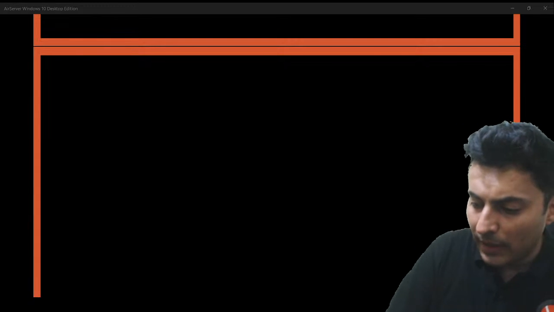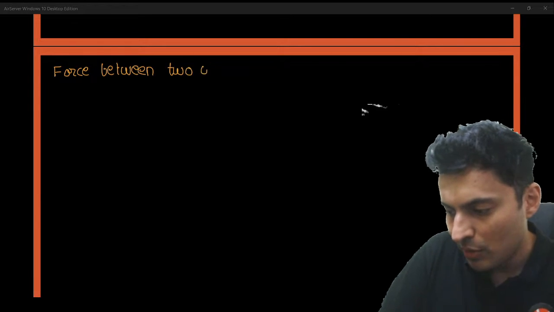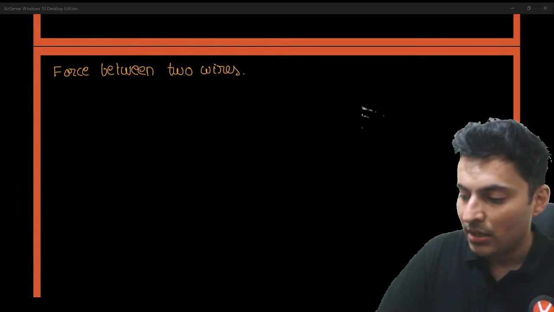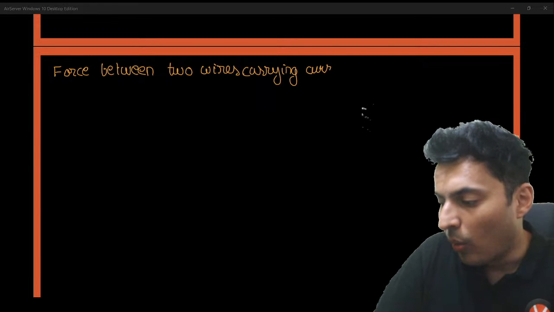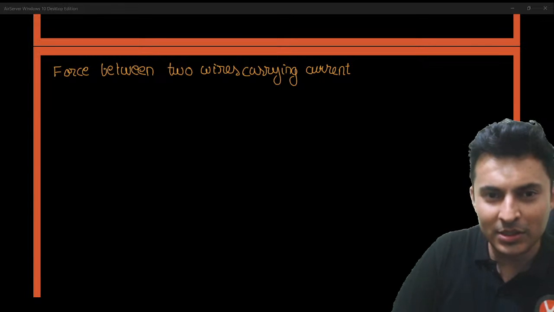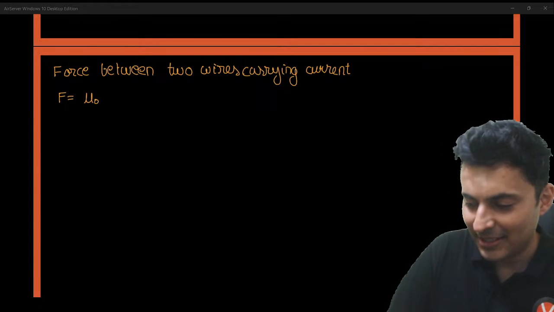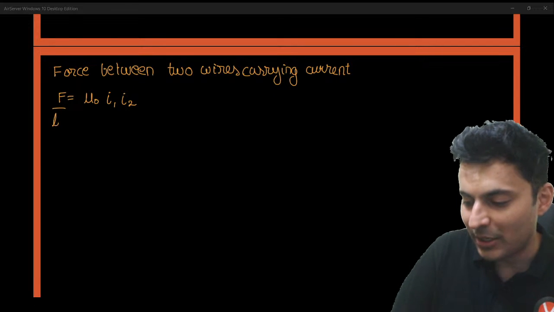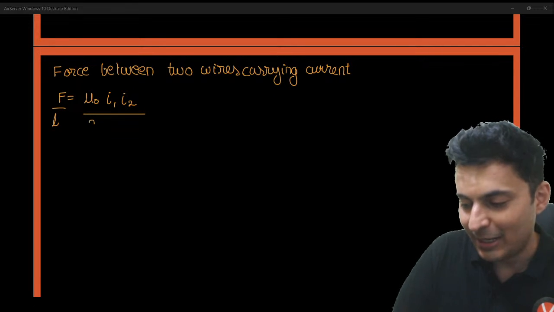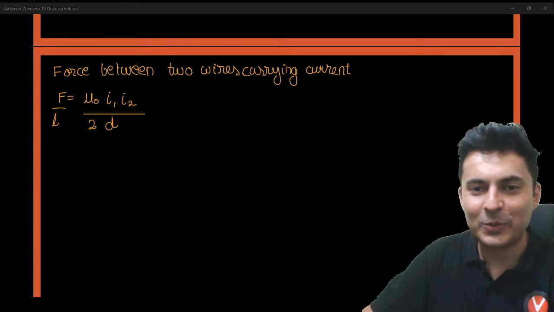So if you talk about the force between two wires carrying current, what is the formula? Quickly think and let me know in the chat box. Yes, it was mu naught I1 I2. In fact, it is force per unit length divided by 2 pi d. Do you remember this formula, guys? Yes or no? Very good.